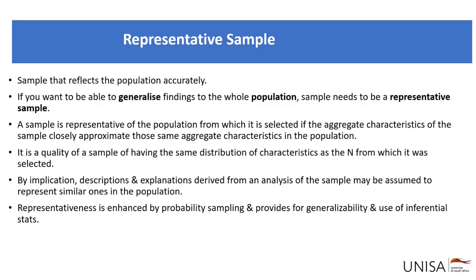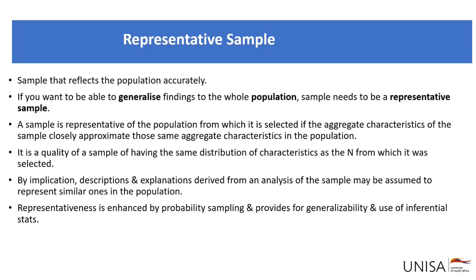A sample is representative of the population from which it is selected if the aggregate characteristics of the sample closely approximate those same aggregate characteristics in the population. It's a quality of a sample of having the same distribution of characteristics as the population from which it was selected. By implication, the description and explanation derived from an analysis of the sample may be assumed to represent similar ones in the population. It's important to understand the intention of a representative sample, because representativeness is enhanced by probability sampling, and it provides for generalizability and use of inferential statistics.